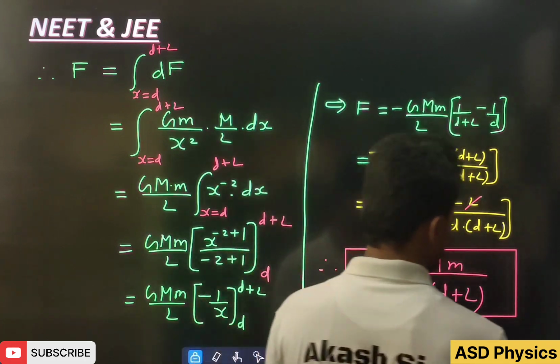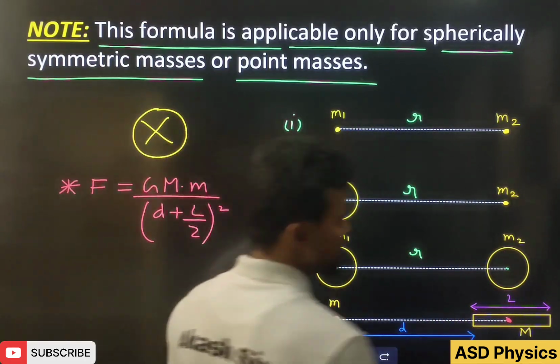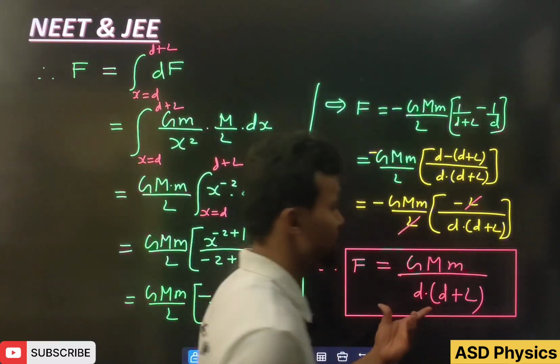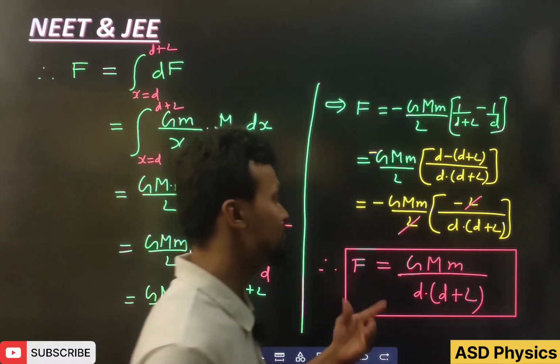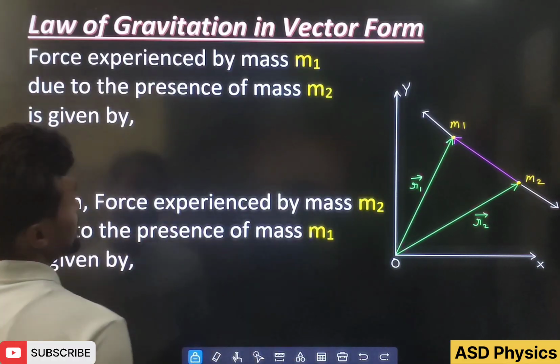This is there, because before also I have told you this is the wrong formula. What is the right formula? The right formula is here. This is the right formula. Is it? See, very, very important. Sometimes they will ask directly. Now we are going to see the next one, a very important topic.